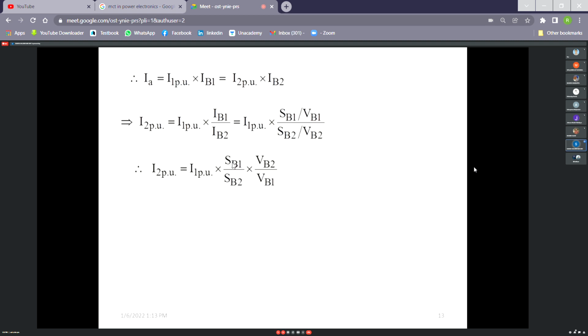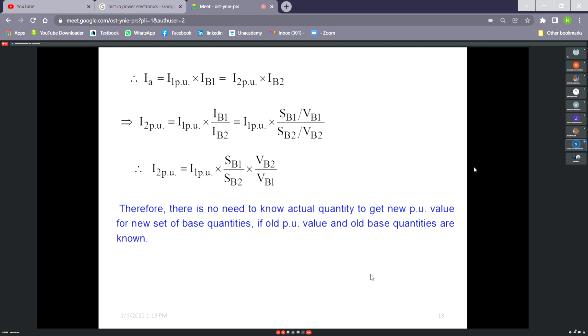Generally, we assume base voltage and base MVA, and from there we derive the base current. So in terms of base voltage and base MVA, we can simply calculate the new per unit values. I hope you can understand that, or with reasoning you can easily derive it when required. So we have no need to know the actual quantities; the base quantities are sufficient.